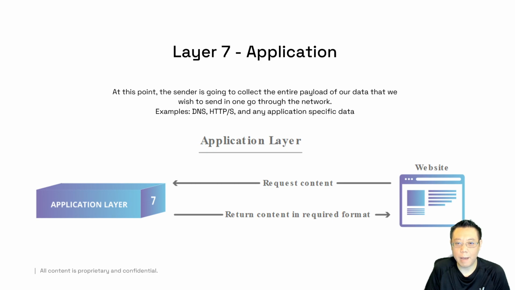Now, the layer 7 application layer is also exactly what it sounds like. It's the applications and applications that utilize everything. So examples include DNS, HTTP, which is Hypertext Transfer Protocol, SSL, and many other different items that you've seen over the course of your utilization of the internet.